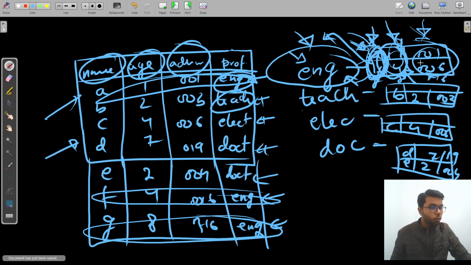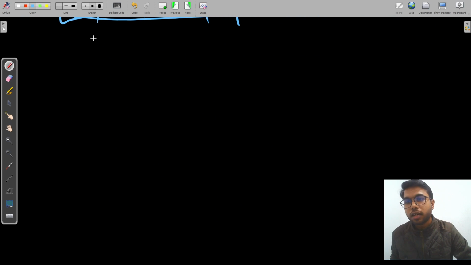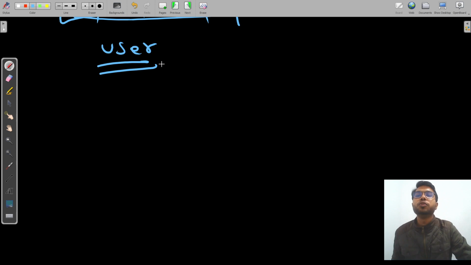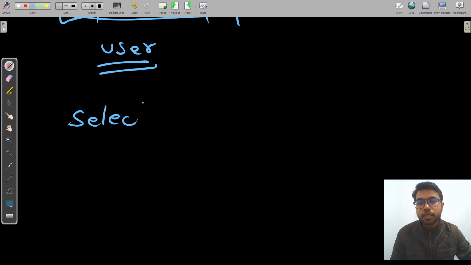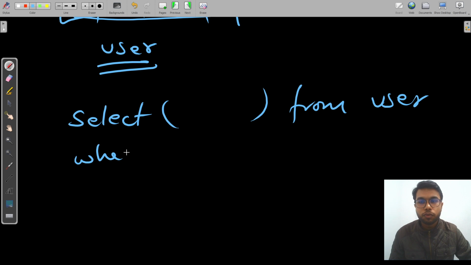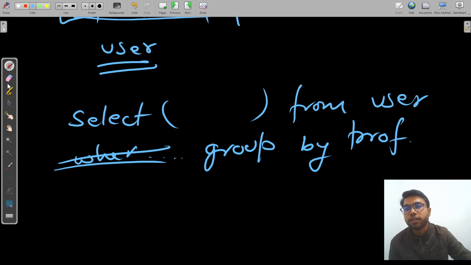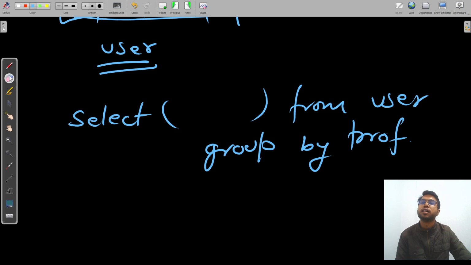So let's move on a little bit more and see how we go about grouping things up. Let's say that the table example we took up was called user, right? The table was called user. So we wanted to group by profession. We are going to do something like this. Select, we'll see what comes in here, from user, where whatever condition you want to give, let's actually not have where. From user, and I say group by profession, right? This is what I have done right now. So I am saying select something from user, group by profession.